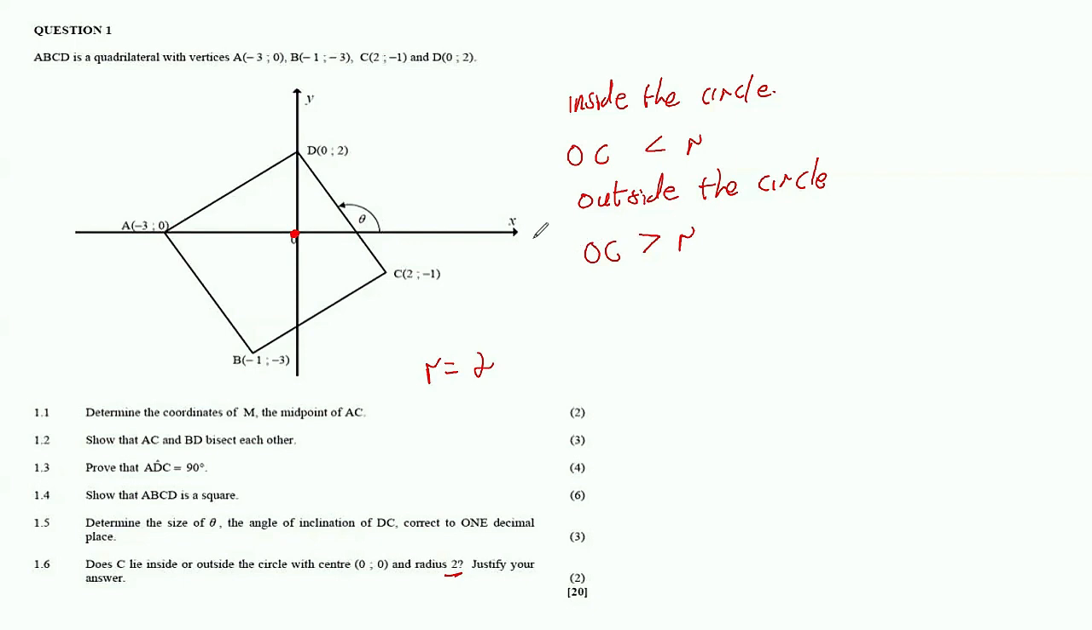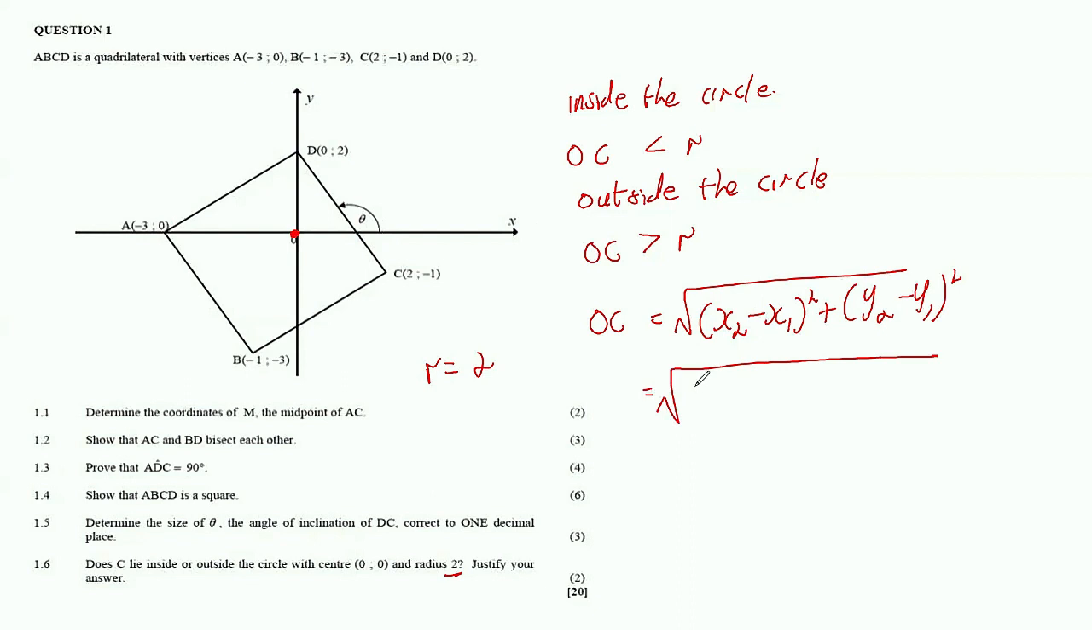Now let's get down to it. This is only for 2 marks. We use the distance formula for OC, that's the square root of x2 minus x1 squared plus y2 minus y1 squared, right? If we take these as the second coordinates and these as the first coordinates, remember the circle is centered on the origin, so it's 0. So we have 2 minus 0 and then square that, and then here we have -1 minus 0, then square that.